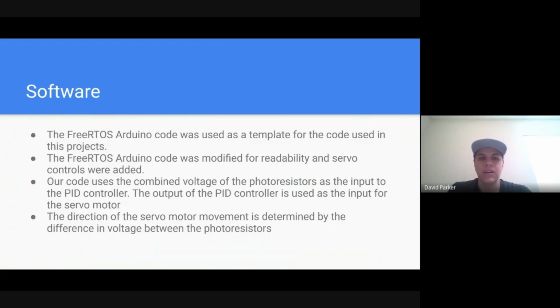For the input into the PID, we added both of the voltages given from the photoresistors, and then we used the output of the PID to control how many degrees the servo needed to move. For the direction of the servo's movement, we determined that by subtracting the photoresistor voltages.